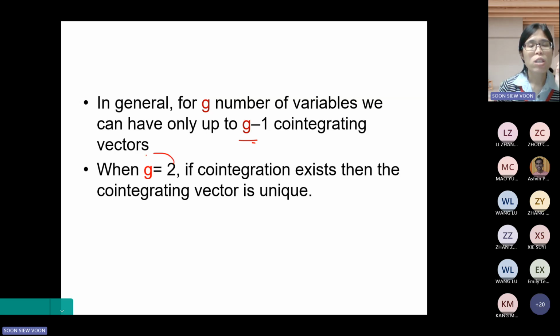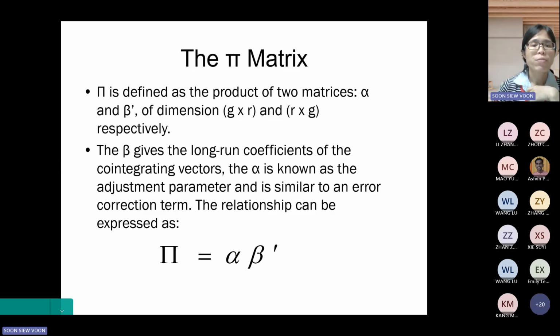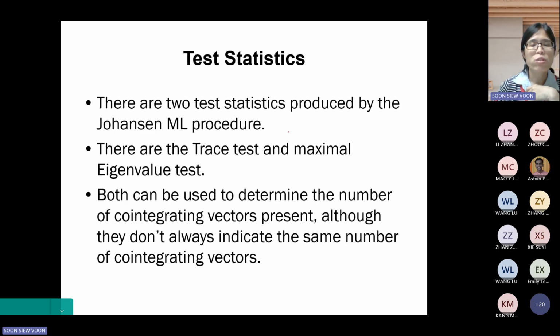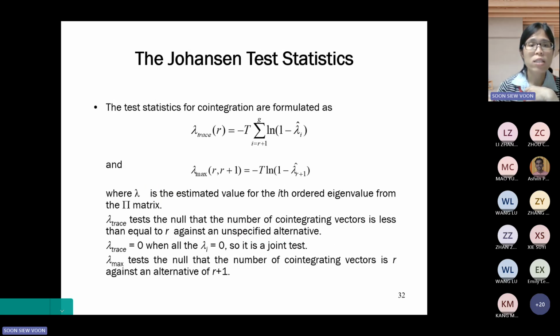So if g equals 2 and cointegration exists, then the cointegrating vector is unique. Because it's a full rank, that's the problem in our estimation, full rank. Okay, so these are the details for us to test for this cointegration. There are two test statistics produced by Johansen, trace and eigenvalue. Both can be used to determine the number of cointegrating vectors. So under the Johansen test, one is based on the trace, another one is based on the eigenvalue.